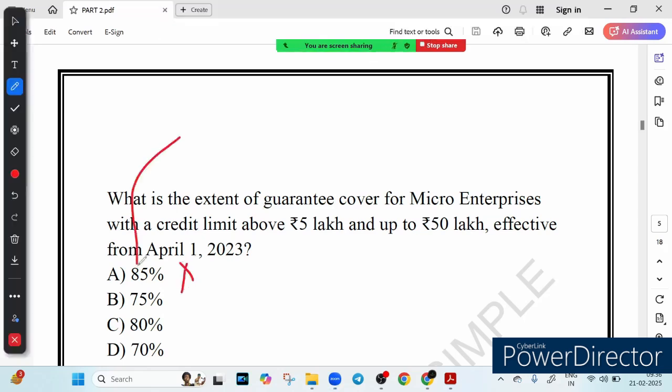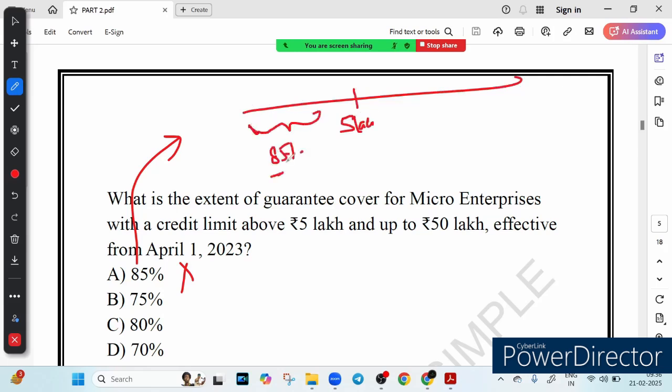Why is it incorrect? Because the 85% guarantee cover applies only for loans up to 5 lakh. So if you have a loan up to 5 lakh, then only this 85% coverage applies, right? In the case of a micro enterprise, once the loan exceeds 5 lakh, the guarantee cover is lower. Now option B says 75%.